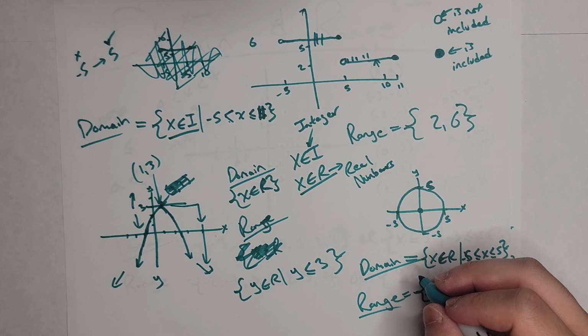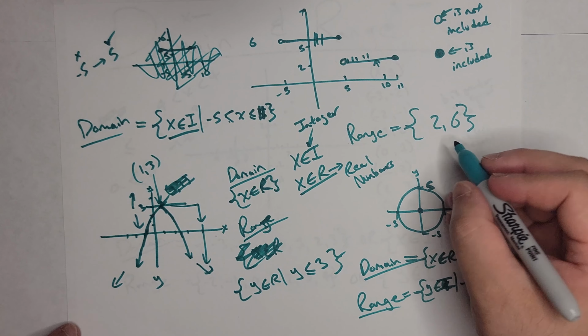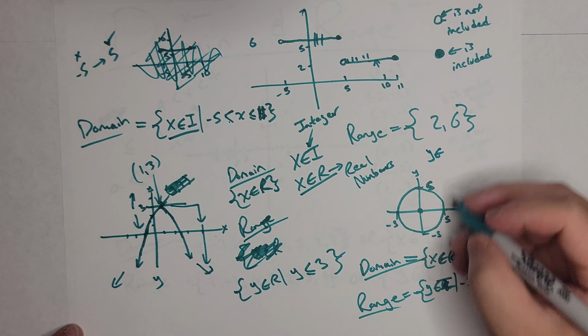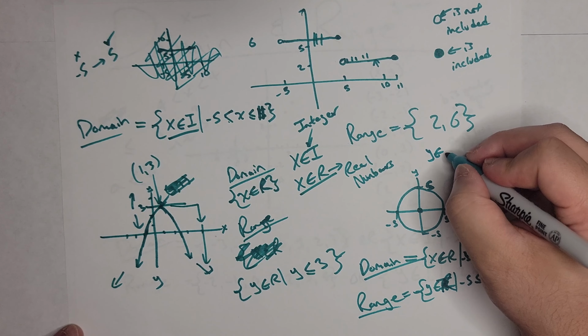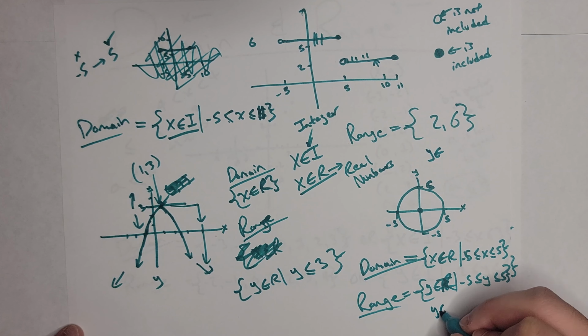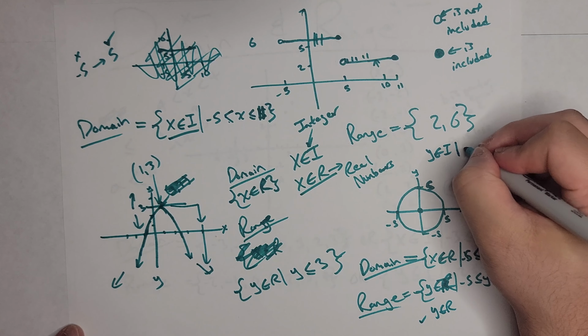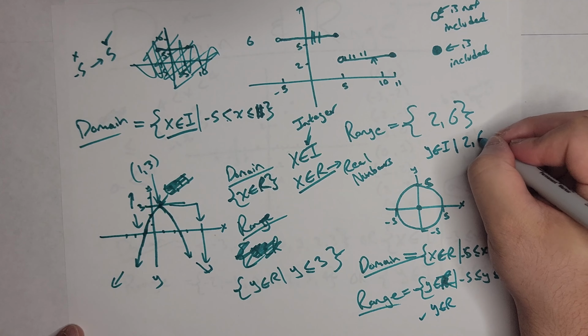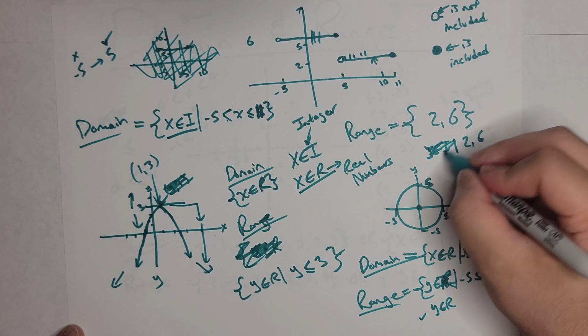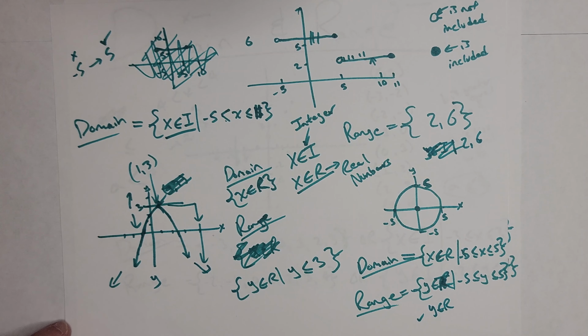This one, our range. Yeah, our range is y ∈ ℝ. That should be R. Sorry. This could be y ∈ I. Well, that's not necessary. We only have 2 points there.